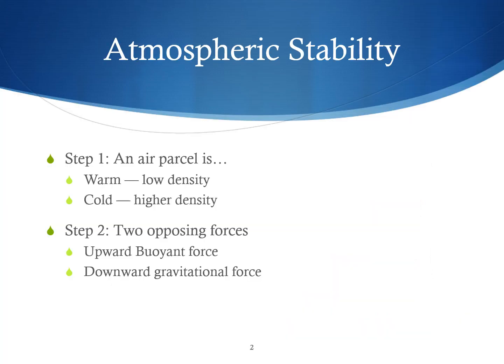Honing in on the factors that influence atmospheric stability. On this slide, we've got two steps. The first one has to do with air density. So an air parcel that is warmer has lower density, and an air parcel that is colder has higher density. And an air parcel, here we're talking about a body of air that has specific temperature and humidity characteristics.